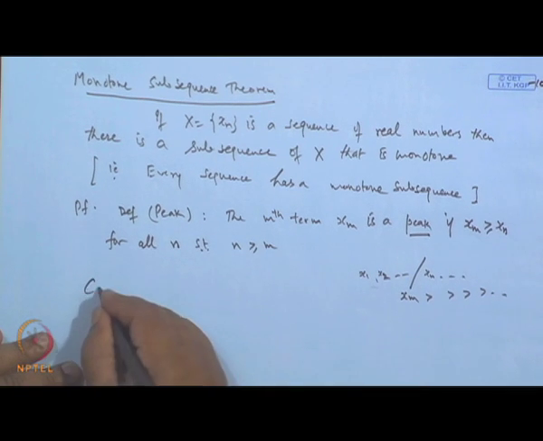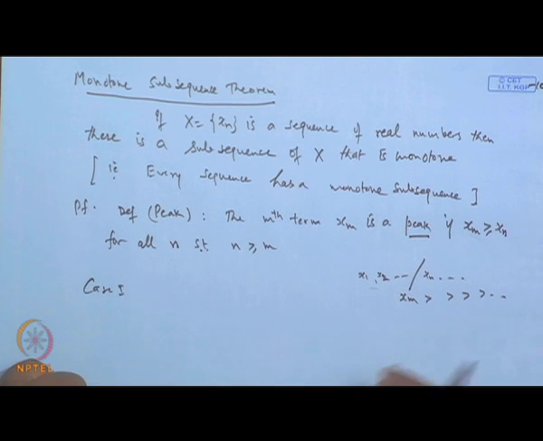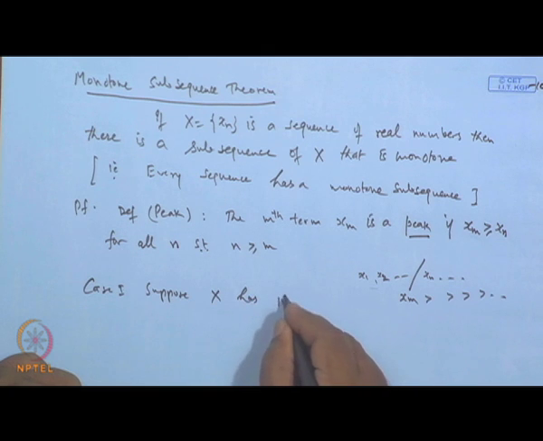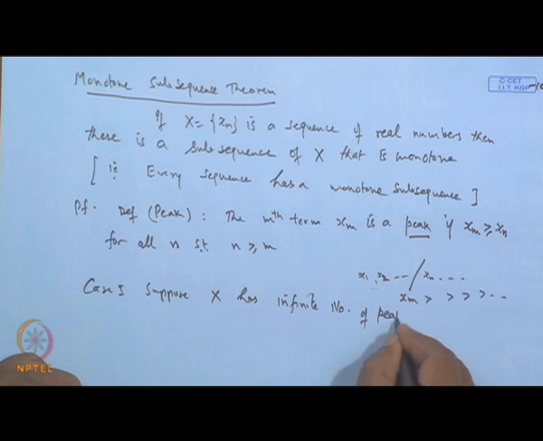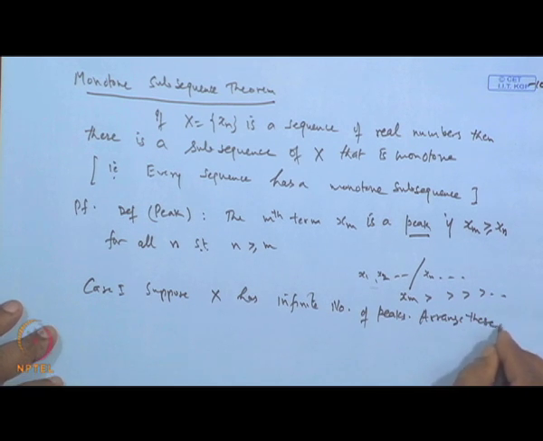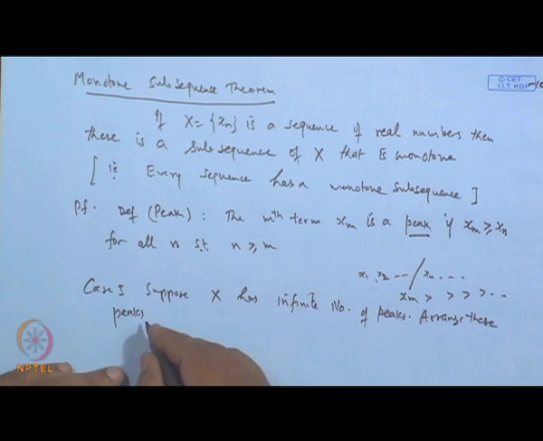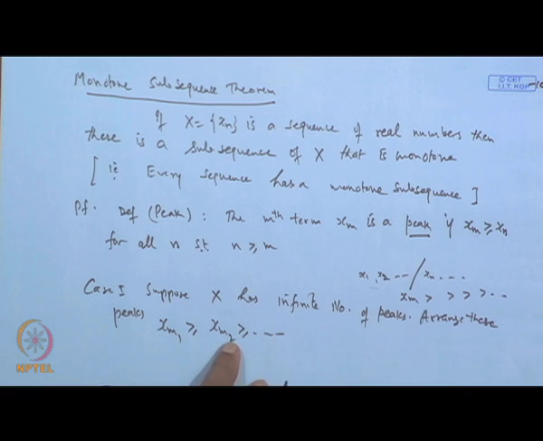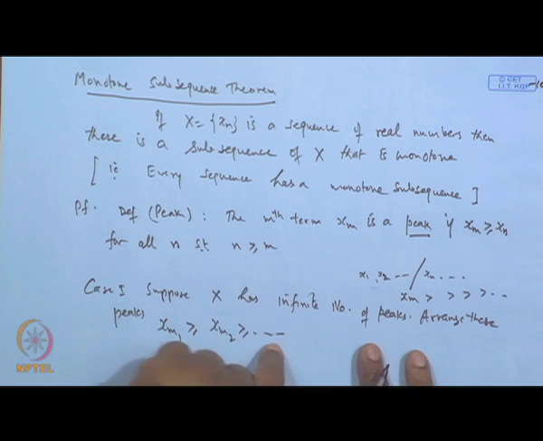So, let us see the two cases: when the sequence has an infinite number of peaks, and when the sequence has only a finite number of peaks. Suppose the sequence x has an infinite number of peaks. Let us arrange these peaks. Suppose the first peak is x m 1, then x m 1 is greater than or equal to x m 2 and so on, because m 1 is less than m 2, less than m 3. The peak x m 1 is such that after this, all the terms of the sequence are less than it. Then x m 2 is another term such that after this, all the terms are less than it, and like this.